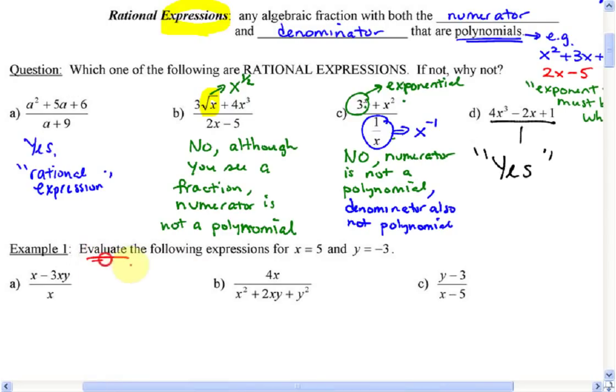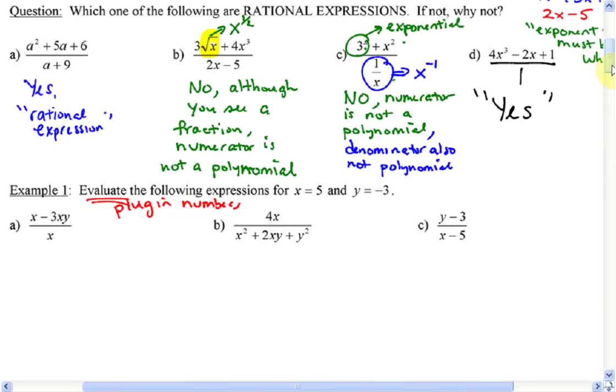So what does evaluate mean? Evaluate means not just solve, but plug in the numbers and tell me what this whole expression actually equals. So the idea is just to plug in the numbers. So let's do that. For 1a, what do I plug in for x? 5. Good. So I'll write down 5, take away 3 times, and the x is 5. What's the y value? Negative 3. Good. Divided by 5.